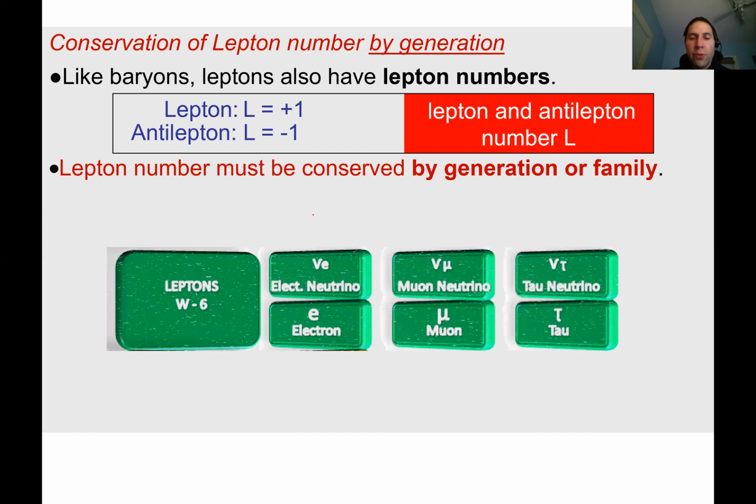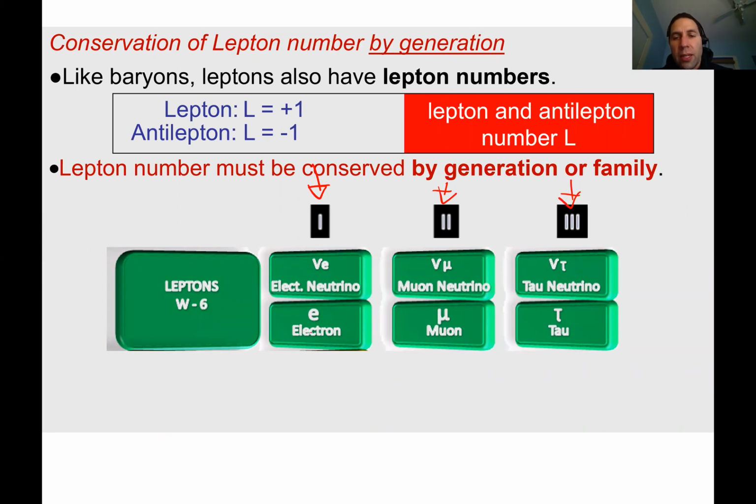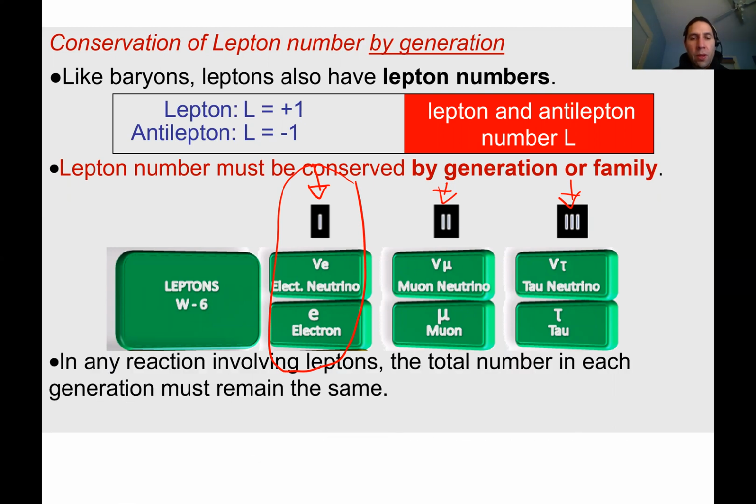So what I mean by that is, if you recall, we have Gen 1, Gen 2, and Generation 3. So Generation 1 is the electron, neutrino, and the electron. Generation 2 is the muon, neutrino, and the muon. Generation 3 is the tau, neutrino, and the tau. So when you explore whether a reaction is valid, you have to make sure that lepton number is conserved for Generation 1 and for Generation 2 and for Generation 3. Okay, so we'll go through examples, and it'll make more sense when we go through some examples in another video.